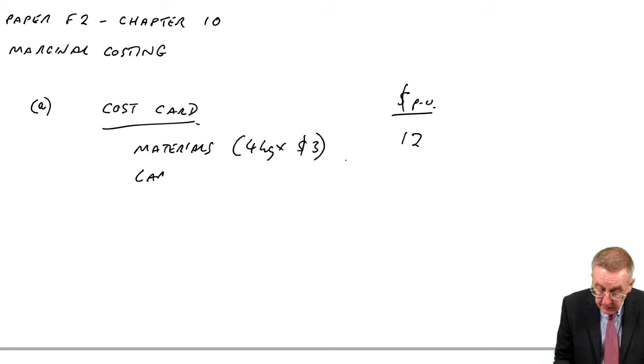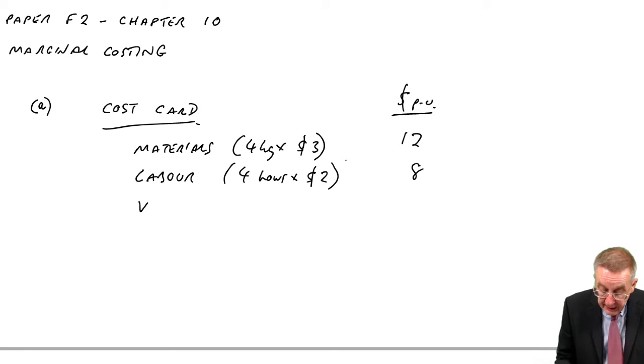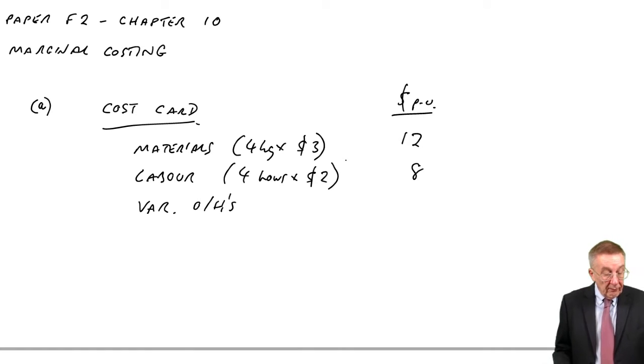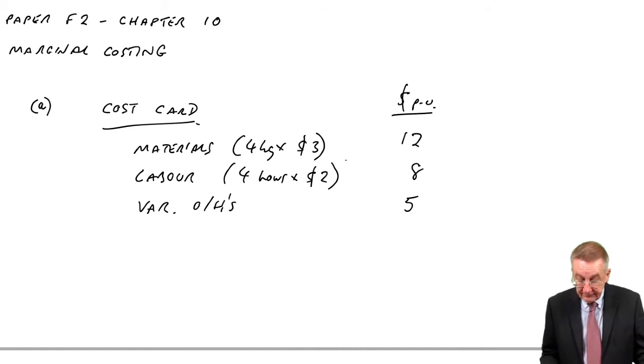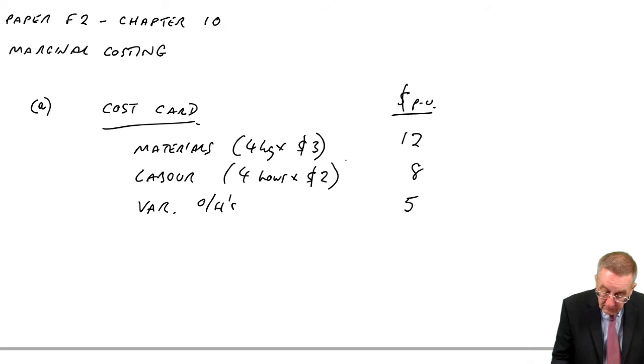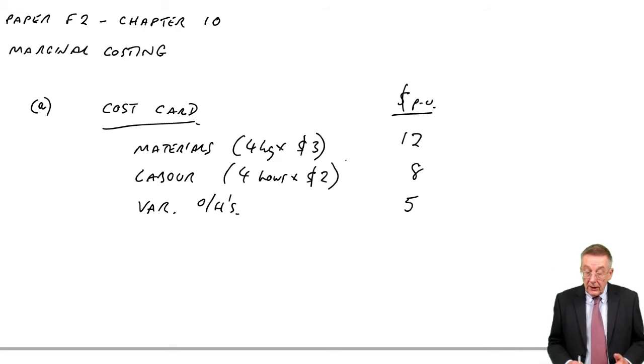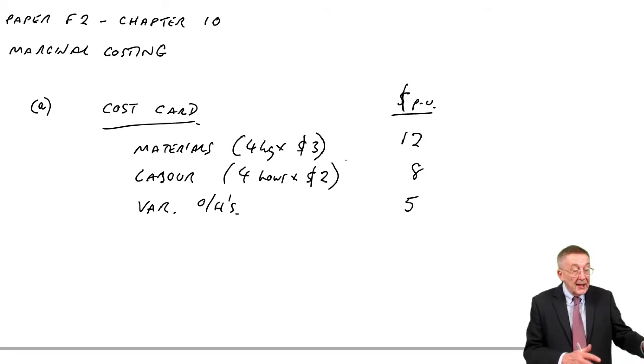In addition, we've got labour, 4 hours at $2 an hour, so $8 a unit. And in addition, variable production overheads, $5 a unit. On our cost card, remember, we're only concerned with the production costs, so any selling costs for the minute are irrelevant.